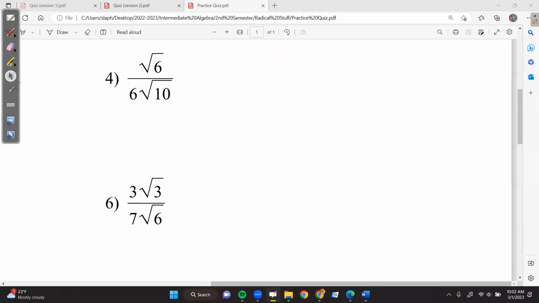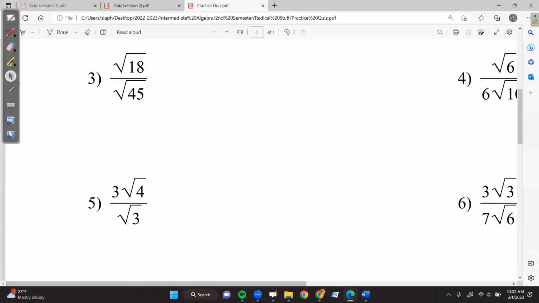Let's head on down to the southwest over here to problem number 5. Hey, guess what we're going to do? I think we should try something new. Let's multiply the top and the bottom both by root 3. So on top, we get 3 roots of 12, and on bottom, we just get 3.